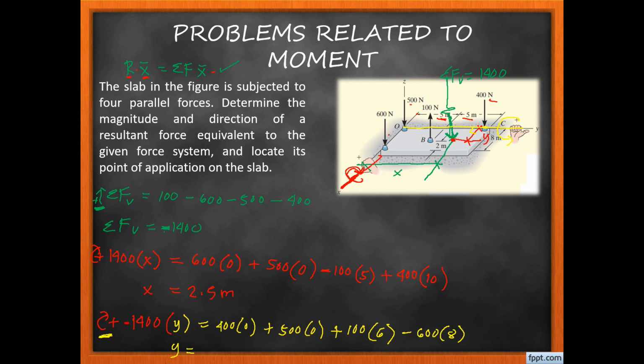So, mayroon tayong 3. Okay? Okay. So, y is equals to 3. So, yun. Na-allocate na natin yung ating resultant force dun sa ating slab. So, ang layo pala nito is equals to 2.5 and this one is 3.